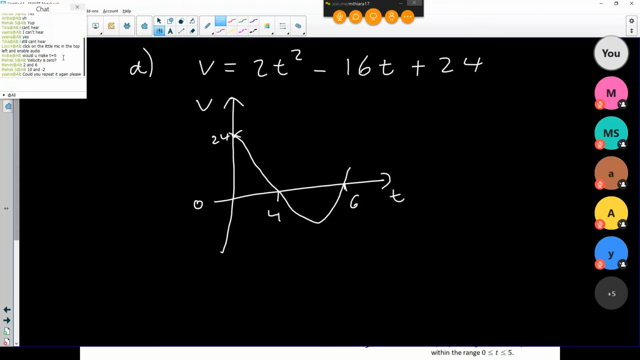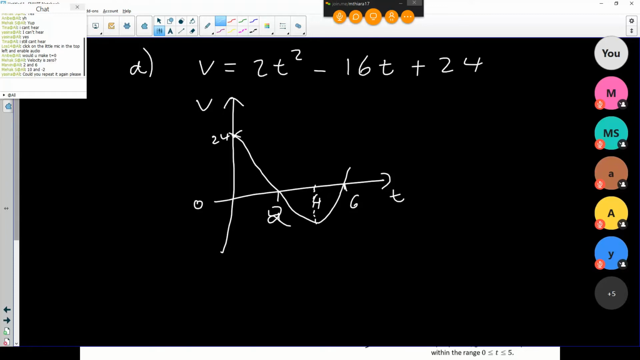No, it was at 2 and 6. Sorry, not 4 and 6. It was at 2 and 6. And therefore your minimum is going to occur symmetrically between them at 4. That is when your minimum occurred.